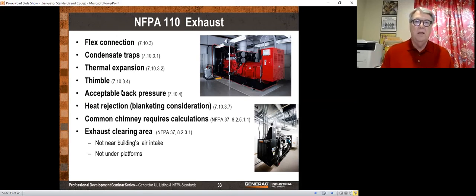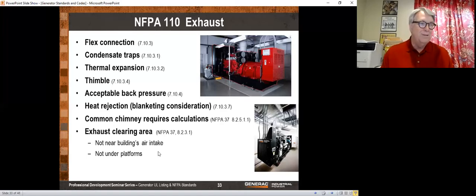You should have a condensate trap on your exhaust so that water doesn't flow back into the engine. You need to have a thimble, that's the part that goes through the ceiling or the wall, and it protects the wall from the heat, and so on. You can read these others.